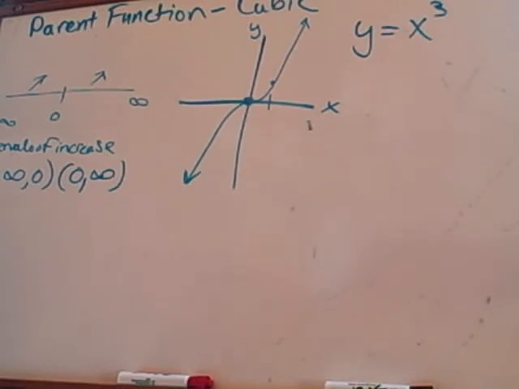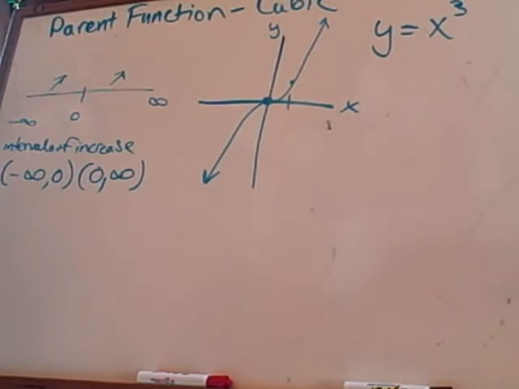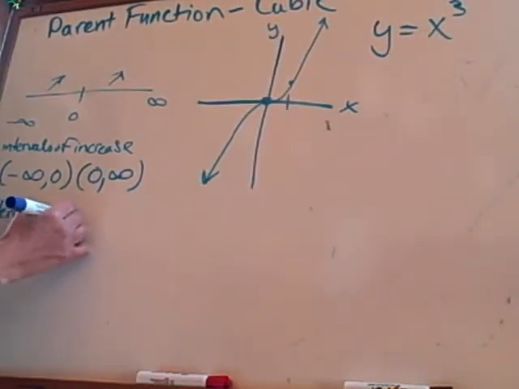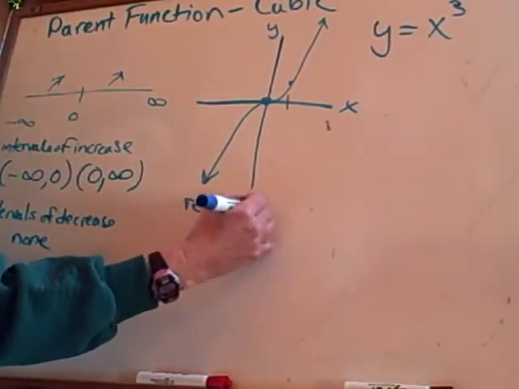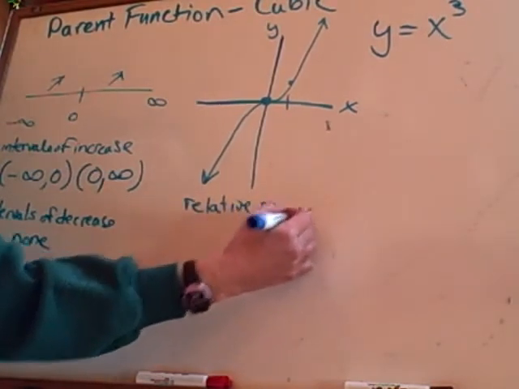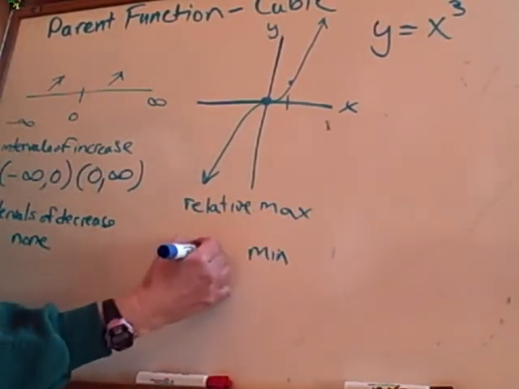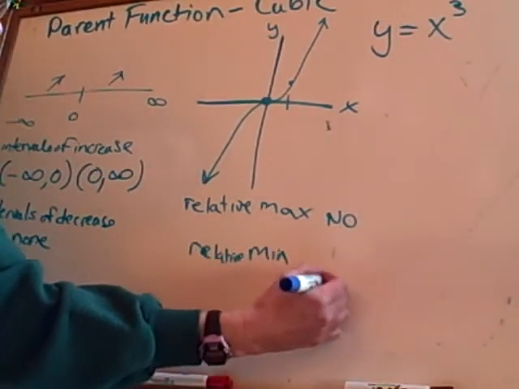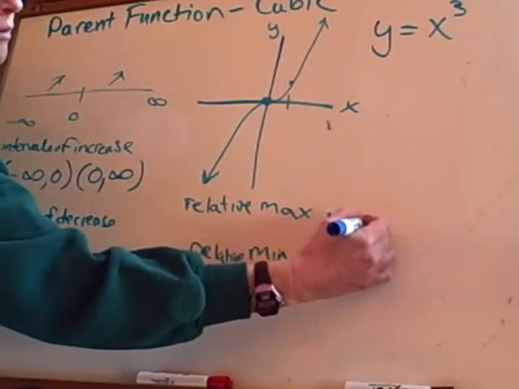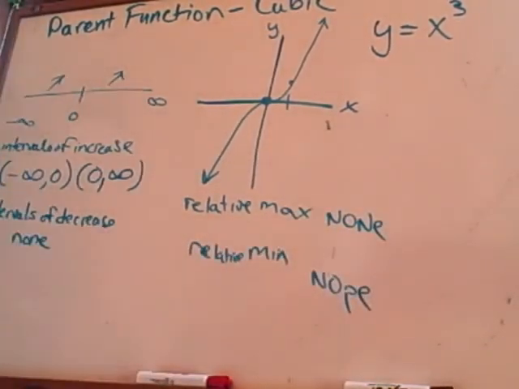Okay. Are there any intervals of decrease? If you're looking along this, does it decrease anywhere? No. So it would be none. Intervals of decrease would be a big bunch of nothing. Okay, over here where it says relative max or min, I guess max is at the top, min is here. Are there any maximums or any minimums? Nope and nope. Or none and none. We can do it however we want.